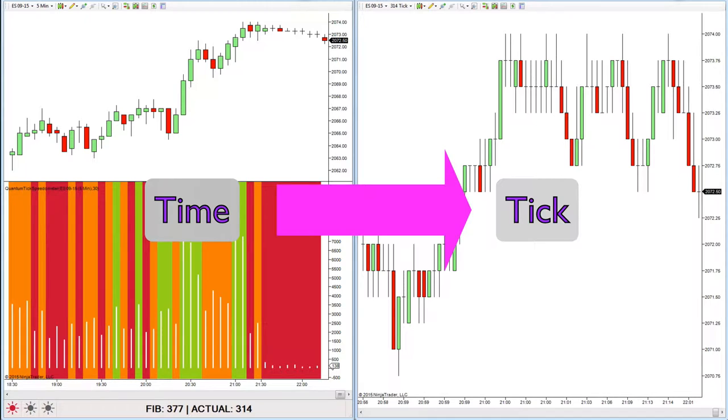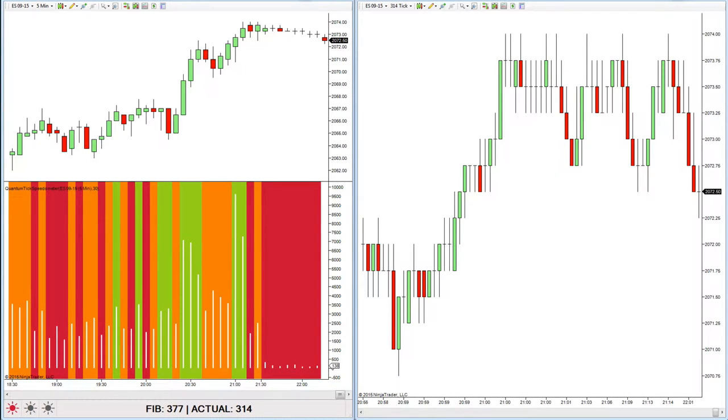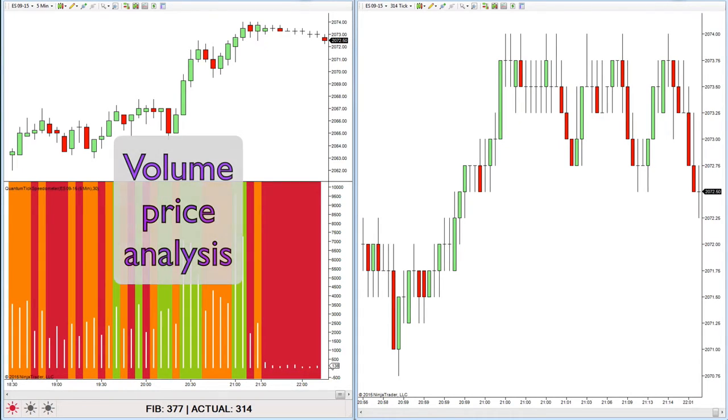Here you can see on the left we have the time-based chart, the 5-minute ES with the indicator below, and on the right we have our tick chart equivalent, and on this occasion it's set to 314 tick, the actual. Now what this means in practice is that if we are a volume-based trader, we can apply traditional volume price analysis techniques where we're looking at the volume bar and the associated price action and interpreting it accordingly.